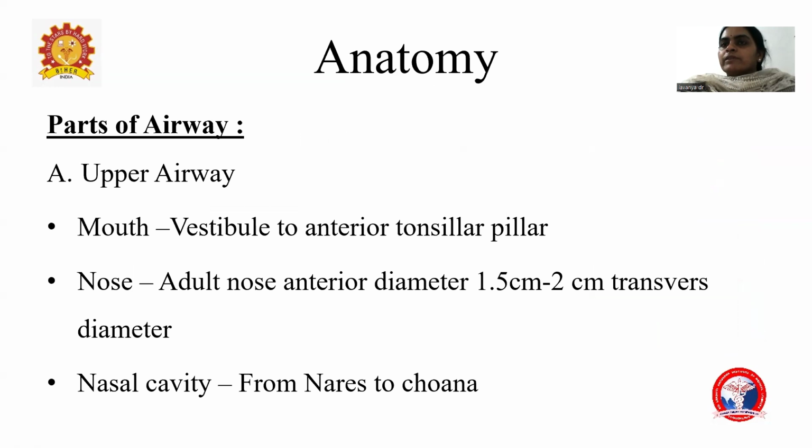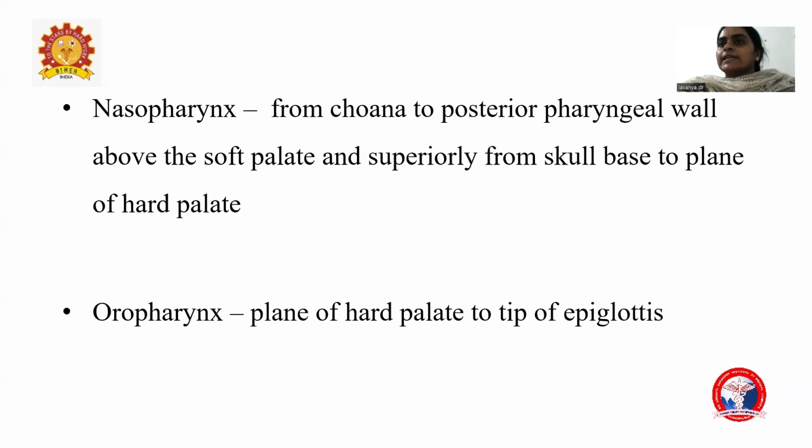The parts of the upper airway extend from the mouth, which has a vestibule anteriorly, and the nose, which in the adult is around 1.5 to 2 centimeters in diameter, and the nasal cavity from the nares to the choana. Nasopharynx extends from the choana to the posterior pharyngeal wall above the soft palate, and superiorly from the base of the skull to the plane of the hard palate. Oropharynx, plane of hard palate to the tip of the epiglottis.